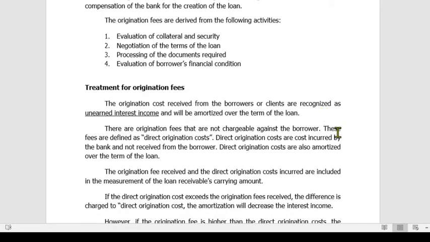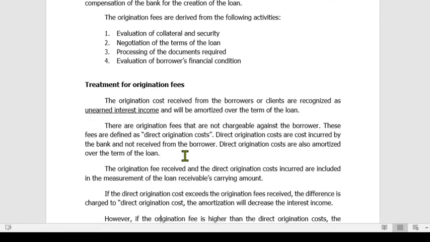There are origination fees that are not chargeable against the borrower. So, ito yung sinasabi ko kanina, mga hindi chargeable against the borrower. These fees are defined as direct origination costs. Kaya, dun siya kasama. Direct origination costs are costs incurred by the bank and not received from the borrower. Okay, in-specify niya lang dito na yung direct origination cost ay ginastos ng bangko pero hindi binayaran ni borrower. Kaya not received from the borrower, sabi niya dyan. Direct origination costs are also amortized over the term of the loan.